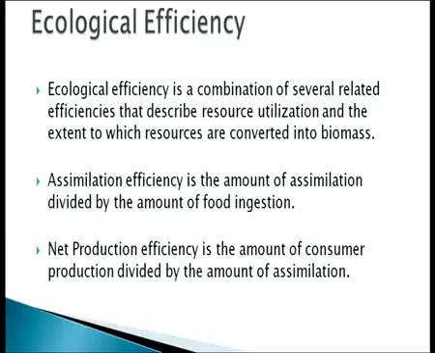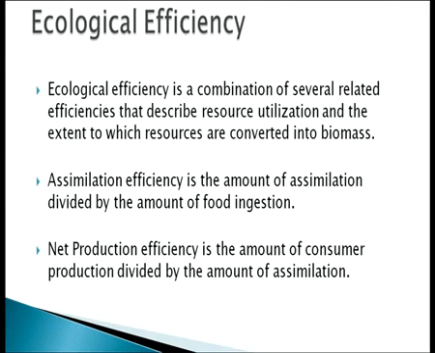Energy flow through an ecosystem can also be expressed in terms of ecological efficiency. This ecological efficiency is a combination of several related efficiencies which describe the resource utilization and the extent to which the resource is converted into biomass. They are basically the ratios of the input at any trophic level to the output which is transferred to the next trophic level by it.